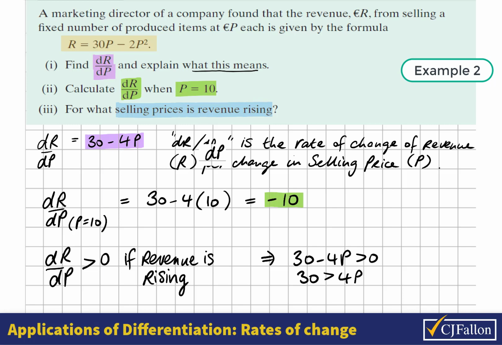So we add 4p to both sides, giving 30 is greater than 4p. Divide both sides by 4, so 30 over 4, which is 15 over 2, or 7.5, is greater than p. In the context of the question, this means that if p is smaller than 7.5, or 750 euros, and you increase the selling price, it'll have a positive effect on your revenue.